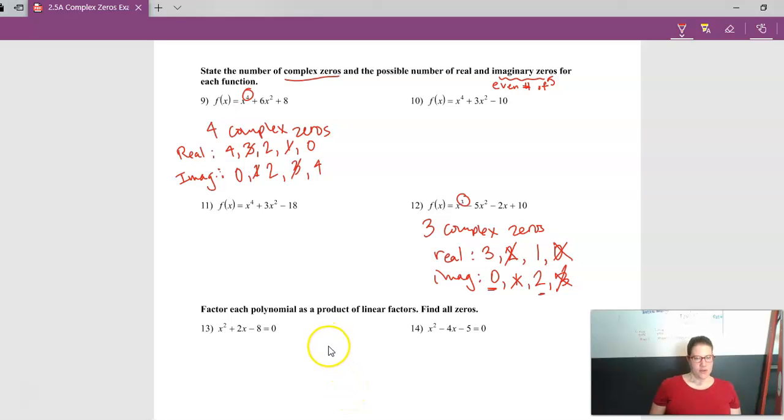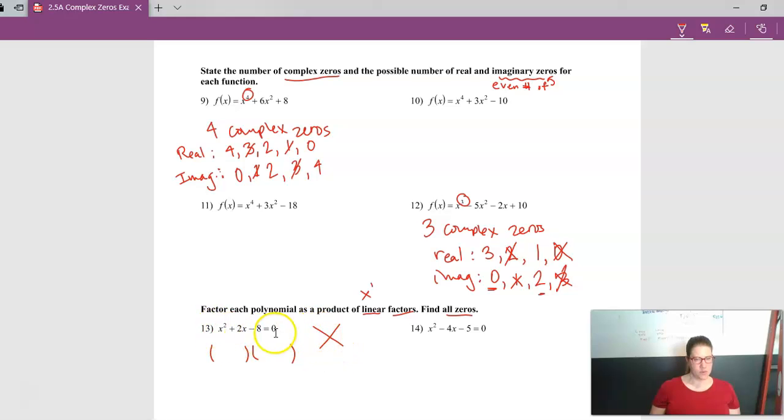The last section of your assignment, you're going to factor the polynomial as a product of linear factors, and then you're going to find all zeros. So linear means just x to the first power, right? So if you're factoring something to its linear factors, that means all of your x's in your factors should be just x to the first power. So we're just going to x factor here.